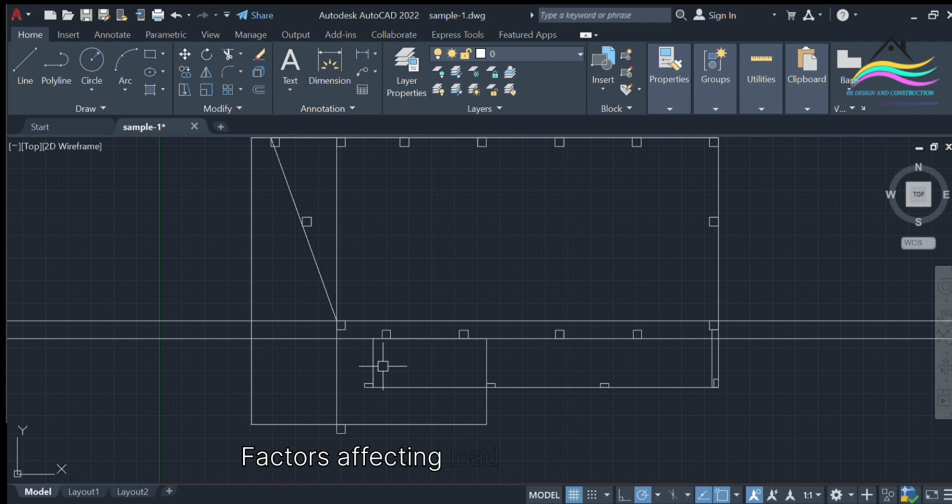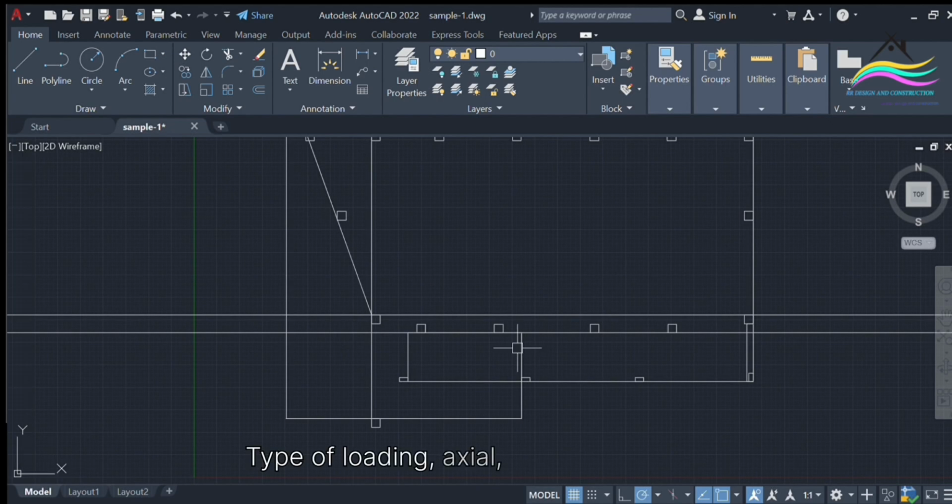Factors affecting load carrying capacity. Material properties, e.g., concrete strength, steel yield stress. Cross-sectional shape and size. Length and slenderness ratio. End conditions: fixed, hinged, free. Type of loading: axial, eccentric, lateral.